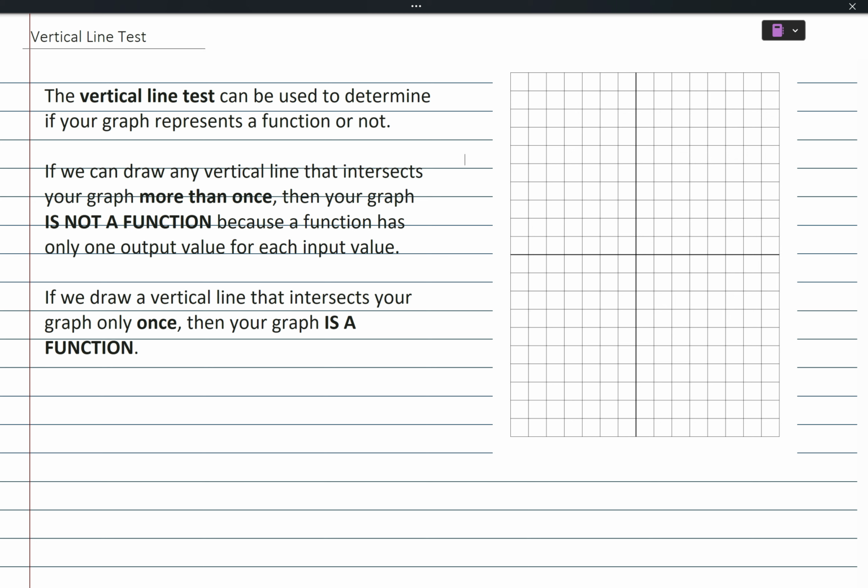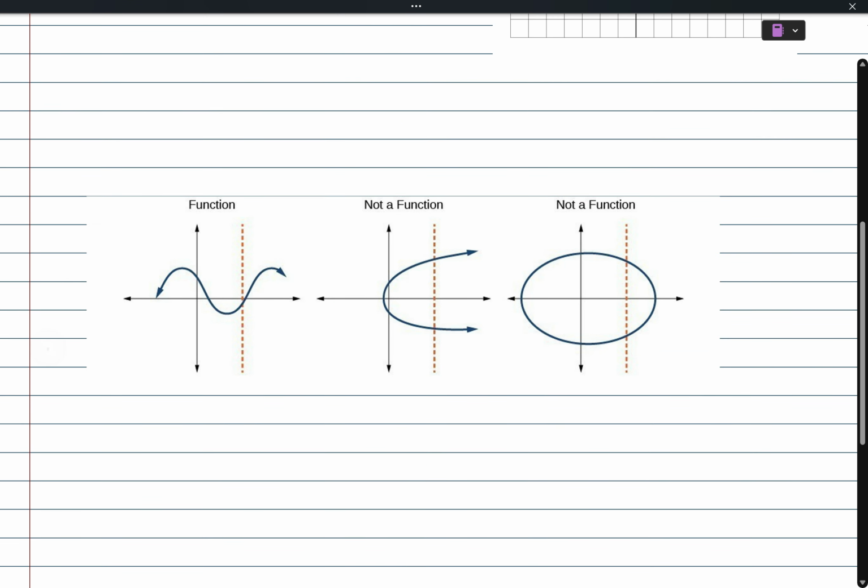Well, it's a test that can be used to determine whether a graph represents a function. If we can draw any vertical line that intersects your graph more than once, then it is not a function. It is not a function. However, if we can draw a vertical line through your graph only once, then your graph is a function. All right, let's take a look at some examples that have already been done.